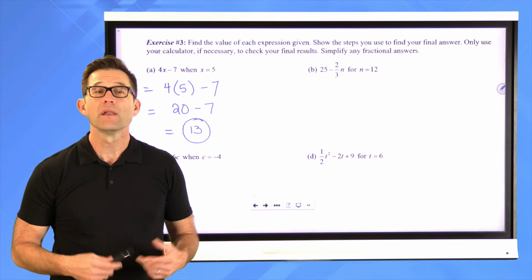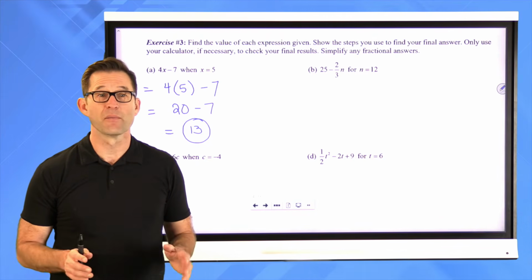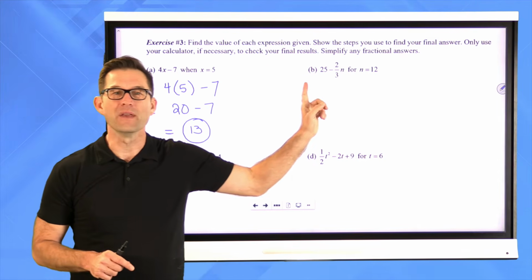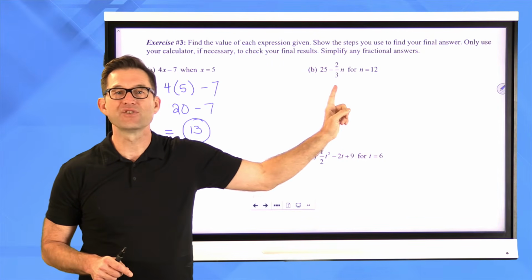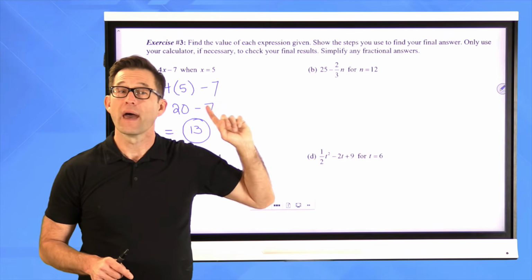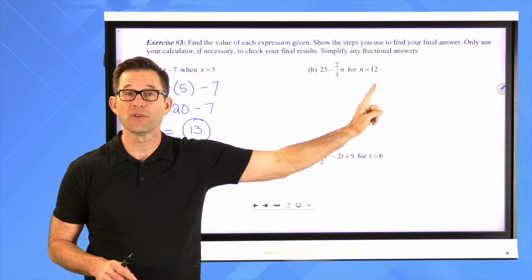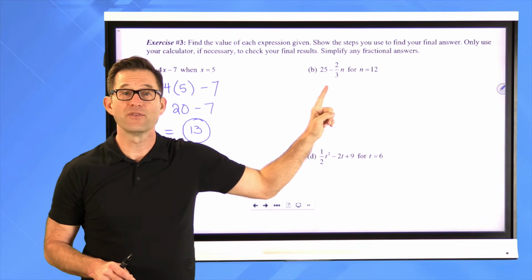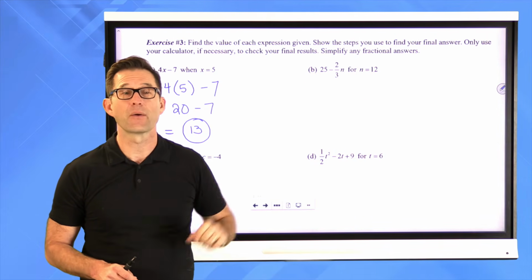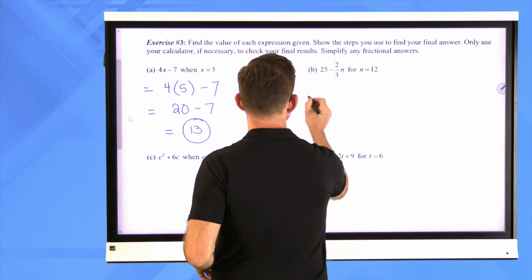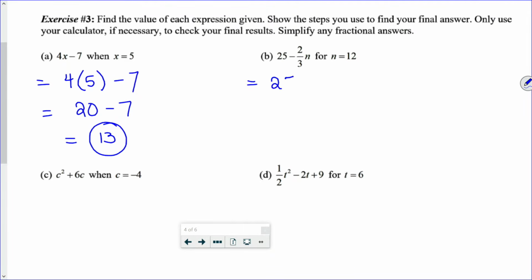All right? Let's do another one of them together and then have you do some of the more challenging ones on your own. And then we'll go through them. So in letter B, we've got 25 minus 2/3 times n. And again, keeping in mind what we're really doing is we're taking the value of n, which in this case is going to be 12, we're multiplying it by 2/3, and then we're subtracting that result from 25. So let's take a look after we do that substitution: 25 minus 2/3 times 12.